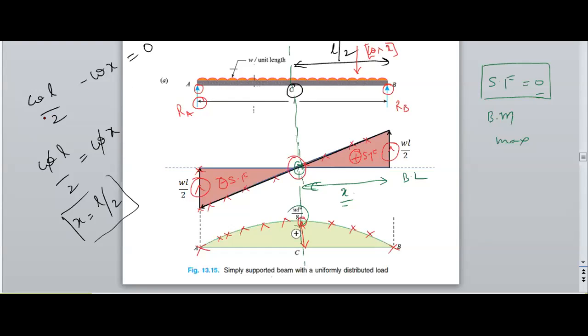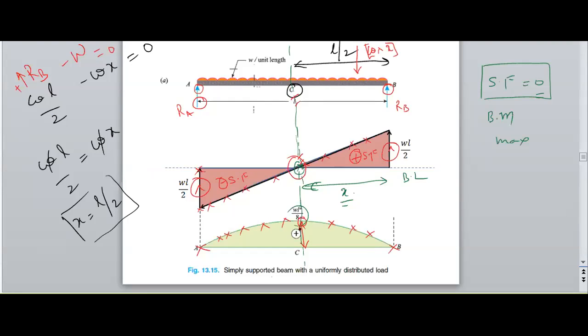Therefore, two point loads: RB, which is moving in the upward direction, so it is a positive value, and capital W, which is moving in the downward direction. The shear force is equal to 0 because at C we are observing that it touches the baseline. Therefore, finding the x value, x will be equal to L by 2.